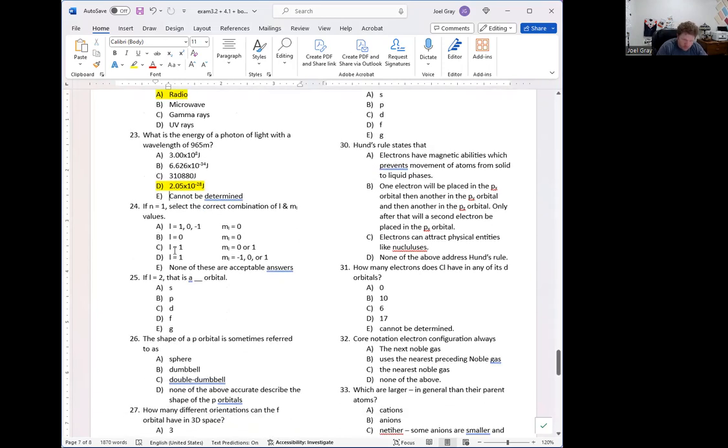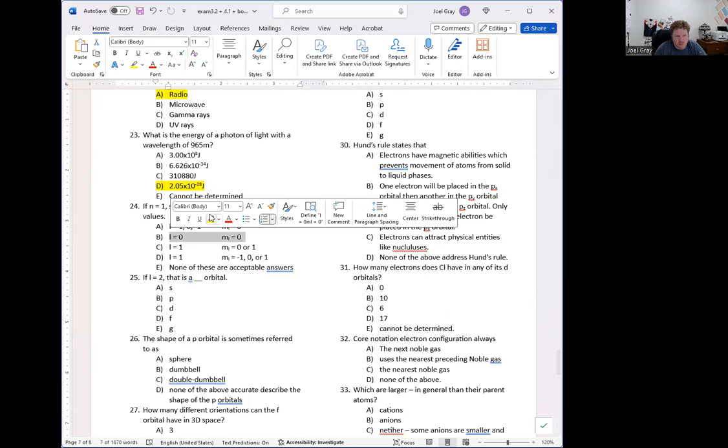Number 24. If n equals 1, select the correct combination of l and m sub l values. Okay, so if n equals 1, then l can only be 0. So that means that A is off the table, C is off the table, D is off the table. If l equals 0, then m sub l can only equal 0. So our correct answer option for this is B.